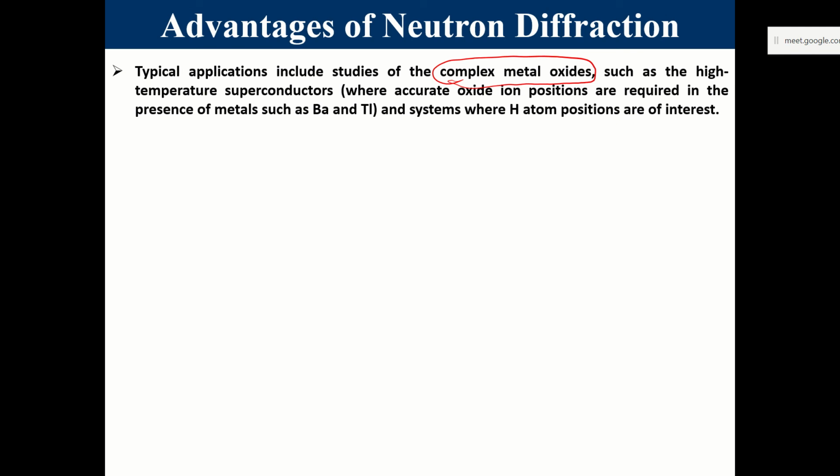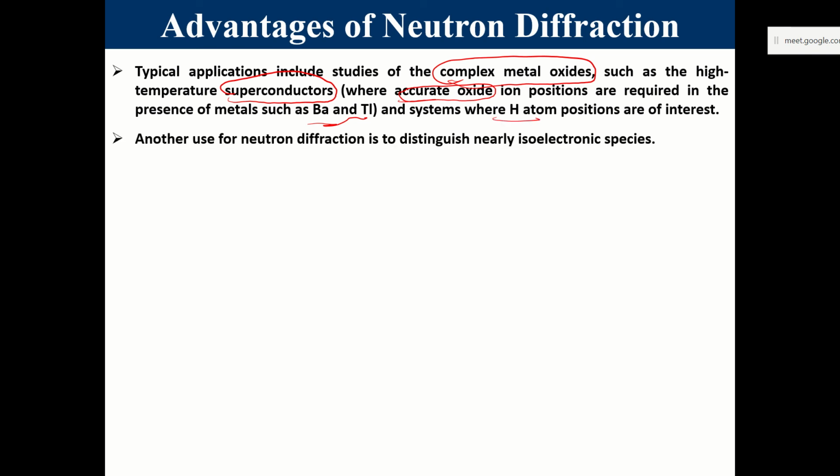So in some cases, like designing of superconductors, it is very important to locate the oxide position in the crystal, in association with barium and thallium. Sometimes you need the hydrogen atom positions also. So in those cases you will have to do neutron diffraction. It's not just academic interest in locating the atoms; it's also the application point of view which tells you that neutron diffraction is better suited.